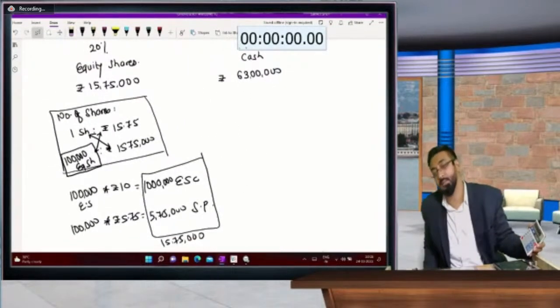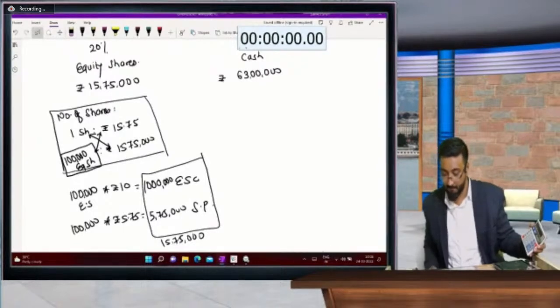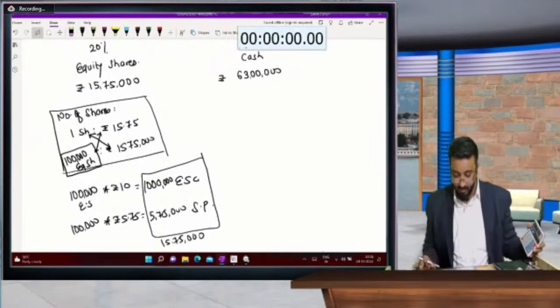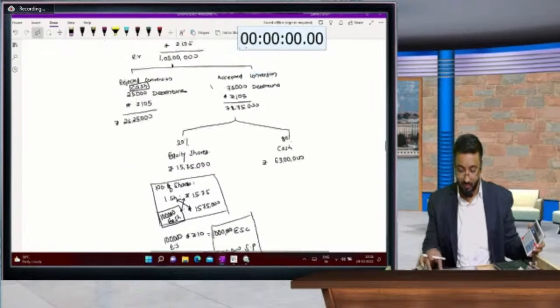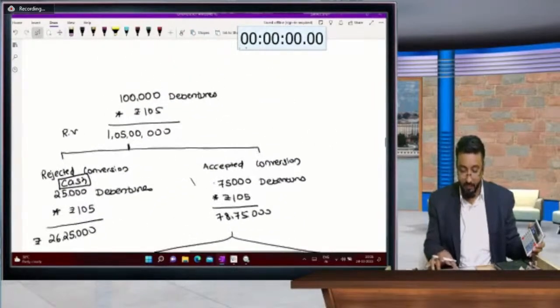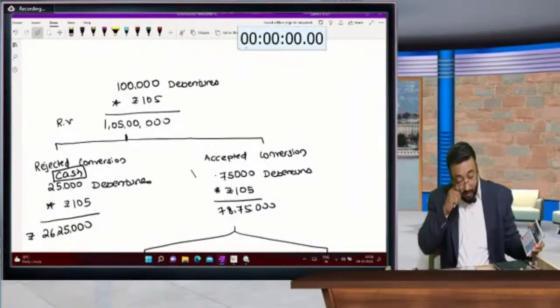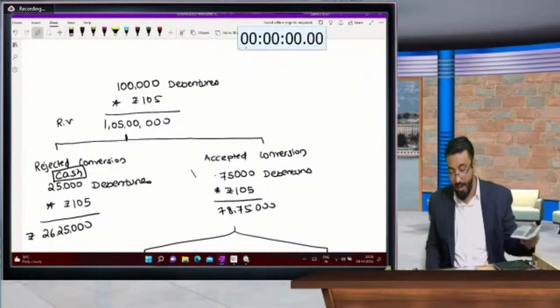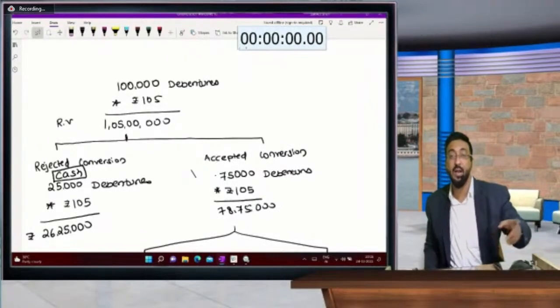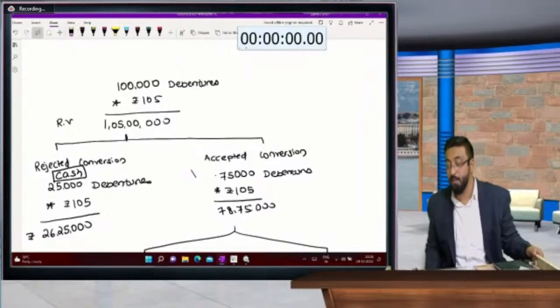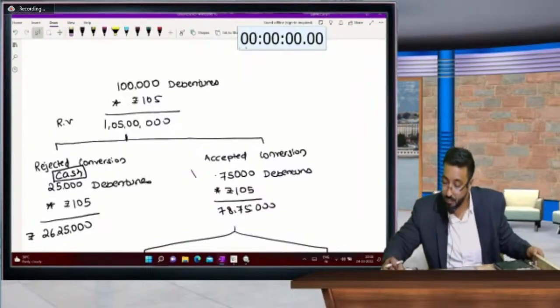Friends, it is not at all difficult. Let me go through the 15,75,000 bifurcation one more time. 1 lakh debentures into 105. We have to pay 1 crore 5 lakhs because of the 5% premium.